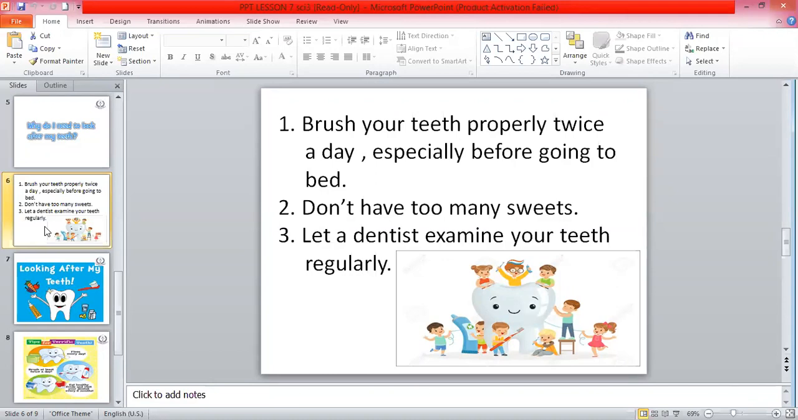So first thing is properly brush your teeth. No sweets, or even if you're having some of them, you must be rinsing your mouth regularly after eating them. And then visiting your dentist is a must, at least once in 6 months.